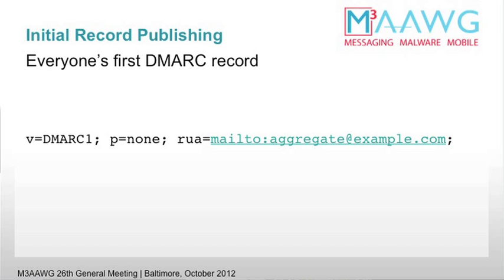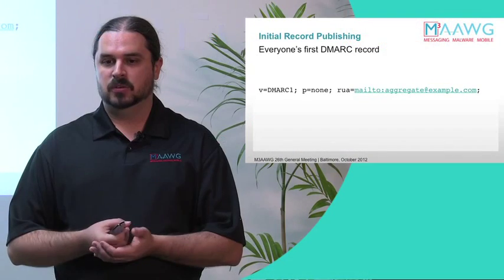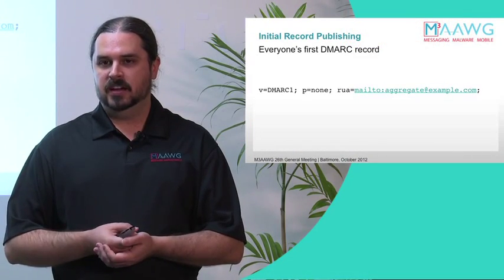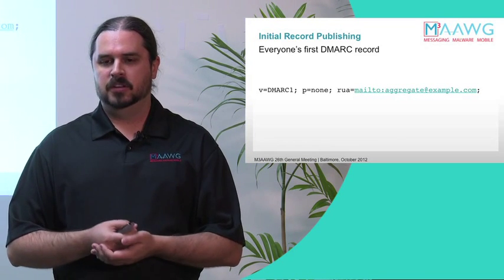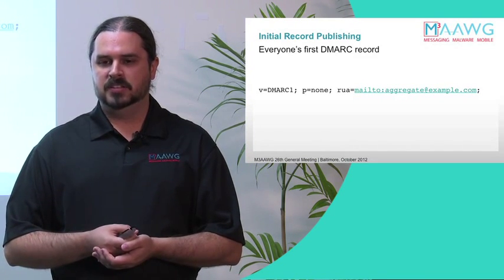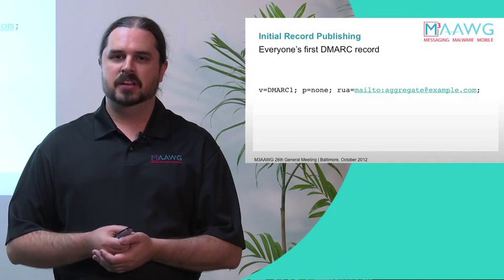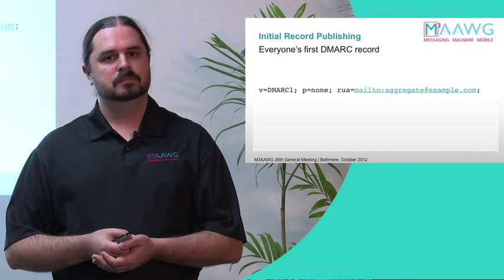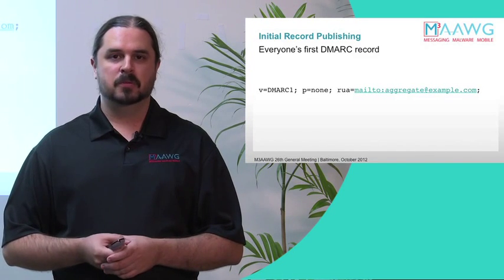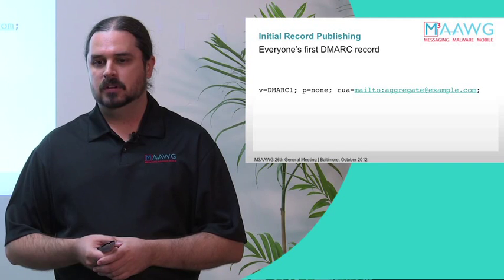So to get started, it's actually very simple. Everyone's first DMARC record should look basically the same. And it should look sort of like this. You need a version tag, as we told you in the last section. DMARC, currently the only version is 1. You set your policy to none because you don't want to take any actions yet. You just want to get data. And then you specify where you want your aggregate reports sent. If you're also interested in getting forensic reports, you can add that tag here.